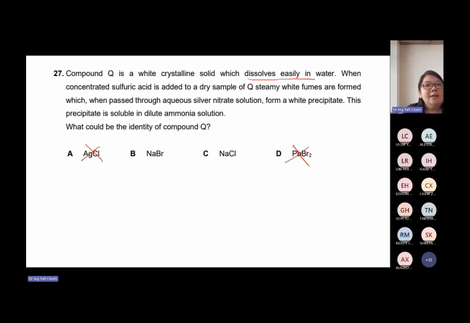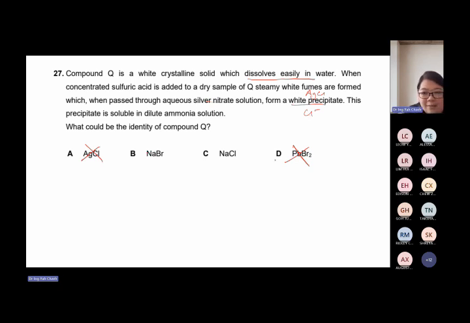Then you can read the second line. Now, when concentrated sulfuric acid is added to a dry sample of Q, steamy white fumes are formed. HBr is steamy white, HCl is steamy white. If you don't know this one, you think HBr is steamy white. Second line useless. Then when passed through aqueous silver nitrate solution, it forms a white precipitate. With silver nitrate it forms a white precipitate. So the white precipitate must be silver chloride. So the halogen must be chlorine.